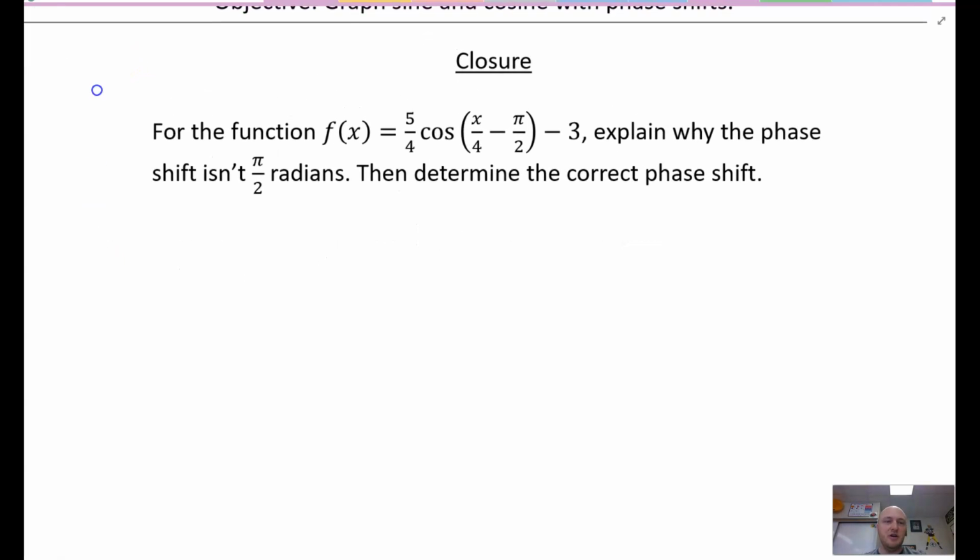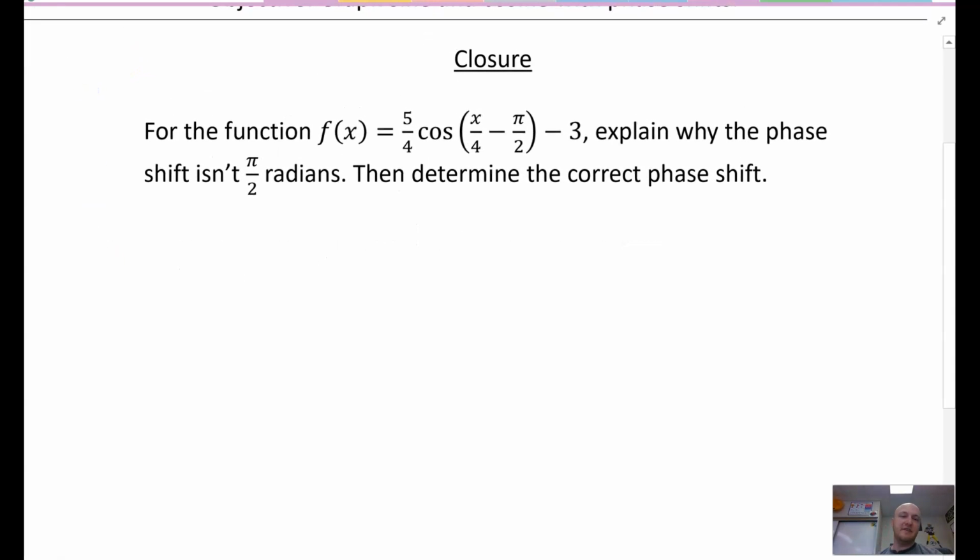Closure. Here for the function f of x is equal to 5/4 cosine of x over 4 minus pi halves, minus 3. Explain why the phase shift is not pi half radians. Why is it not? What did the person forget to do? And then determine the correct phase shift.